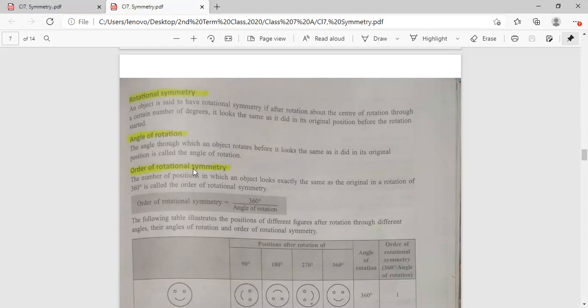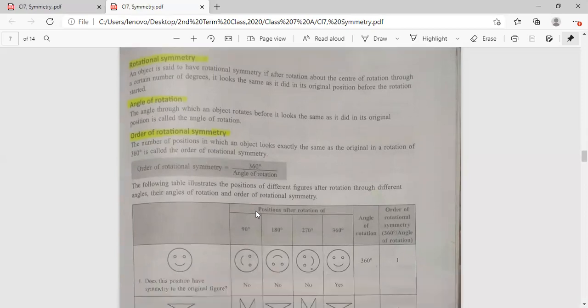Then what is order of rotational symmetry? Now when it is moving, you can calculate like this: 360 degree by angular rotation. Okay, let us take some examples.